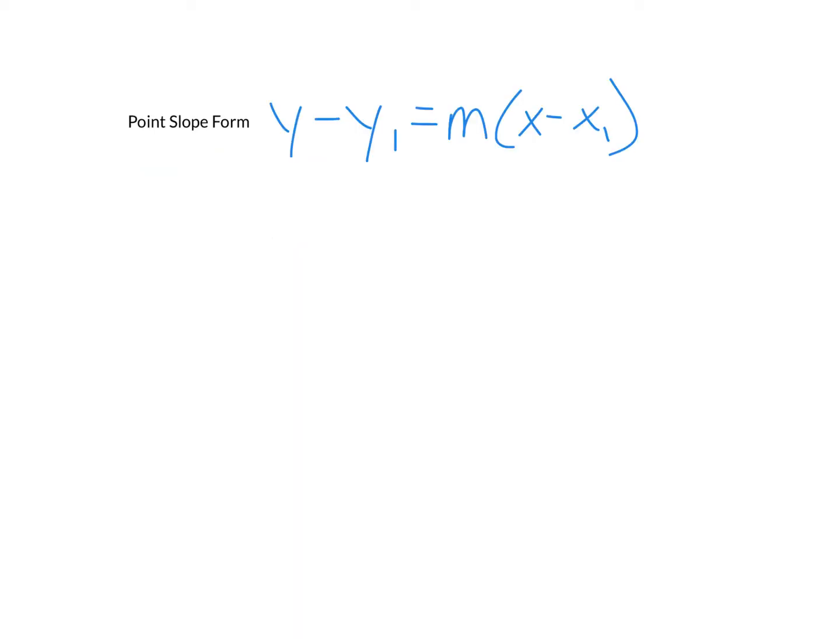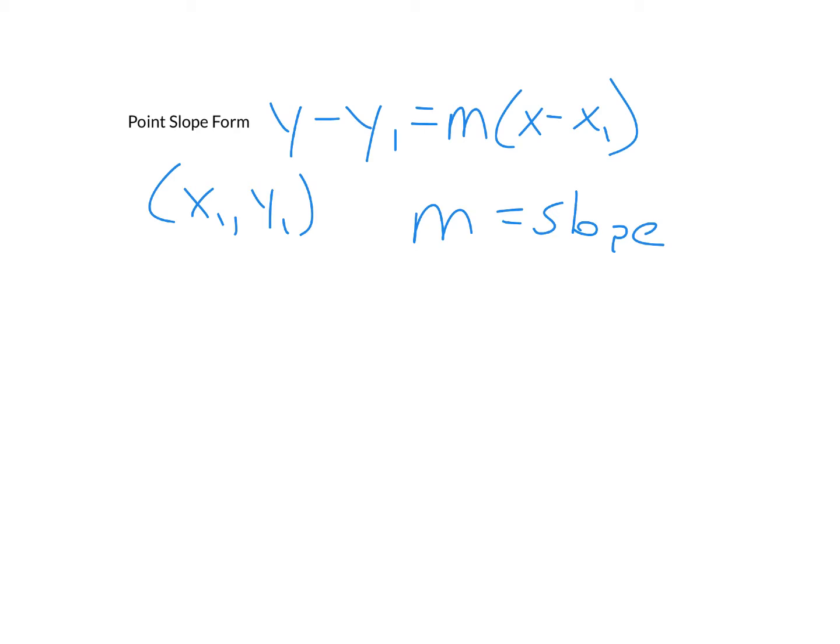Here we got point-slope form. y minus y sub 1 equals m times the quantity x minus x sub 1. x sub 1, y sub 1 is referring to whatever point I'm giving you. m is still the slope. That hasn't changed. This is used if I give you a point and a slope, and it's named point-slope form, you can find an equation for your linear function.